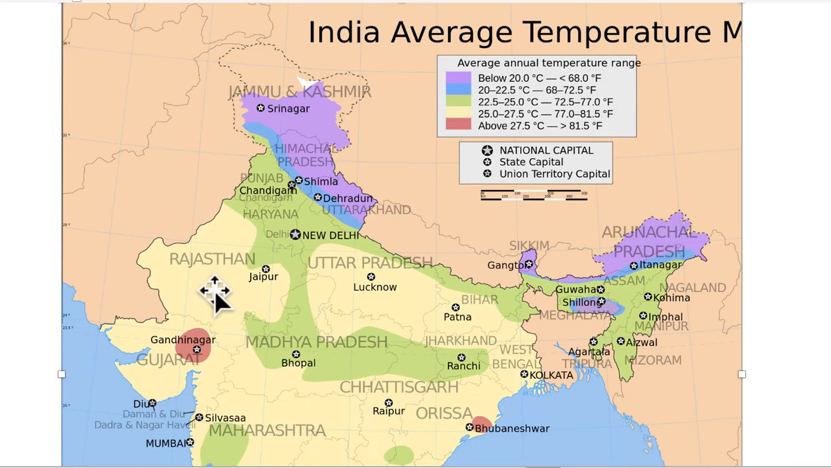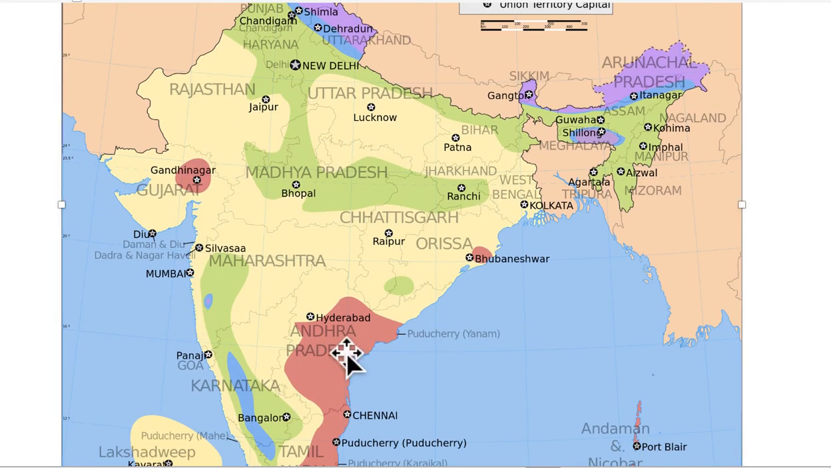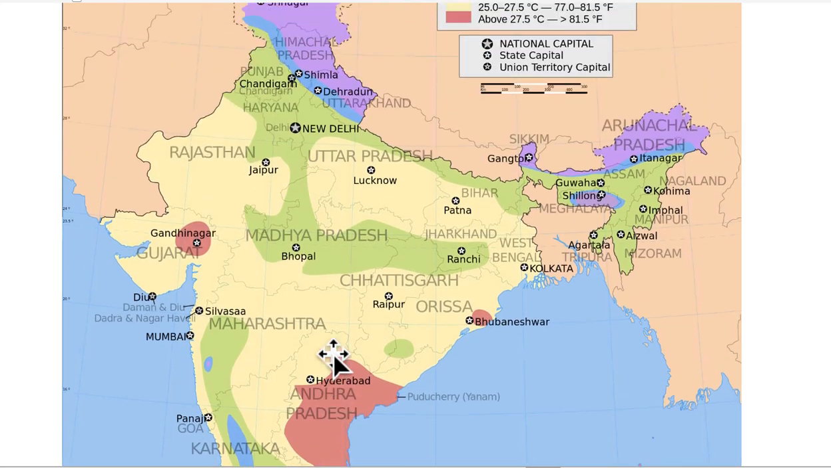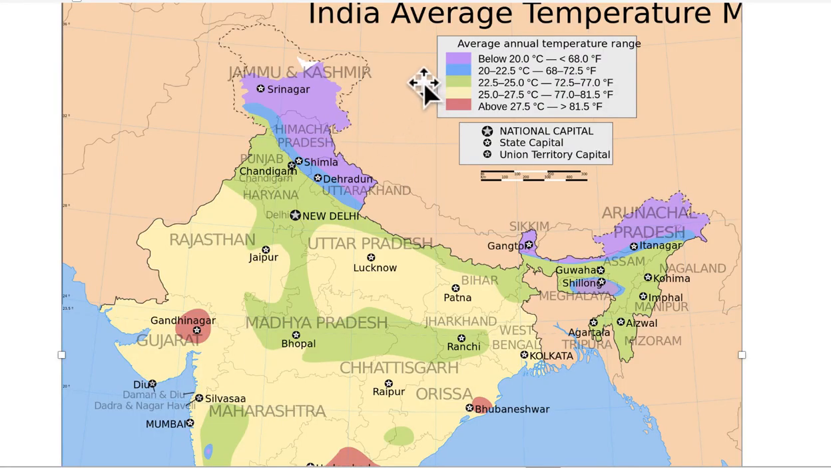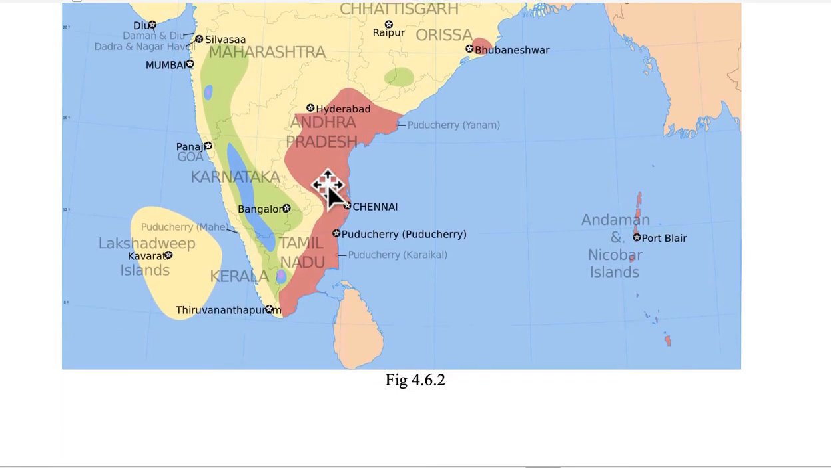This light yellow color, cream color, represents the areas having an annual average temperature of 25 to 27.5 degrees Celsius, and very hot areas are shown in this color. You can see these are the hottest areas in our country. So we can see that using colors we can give a lot of information on a map. So it is a data format.